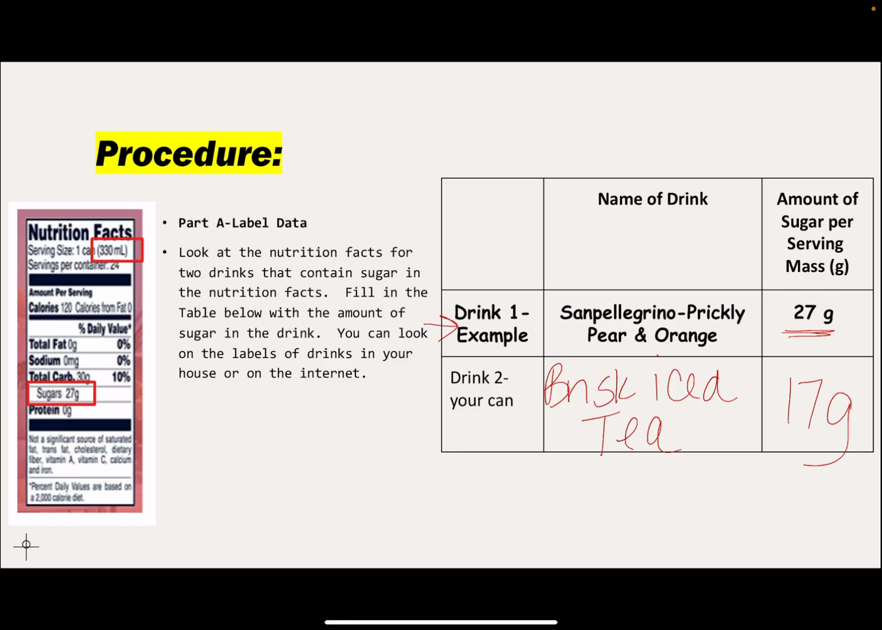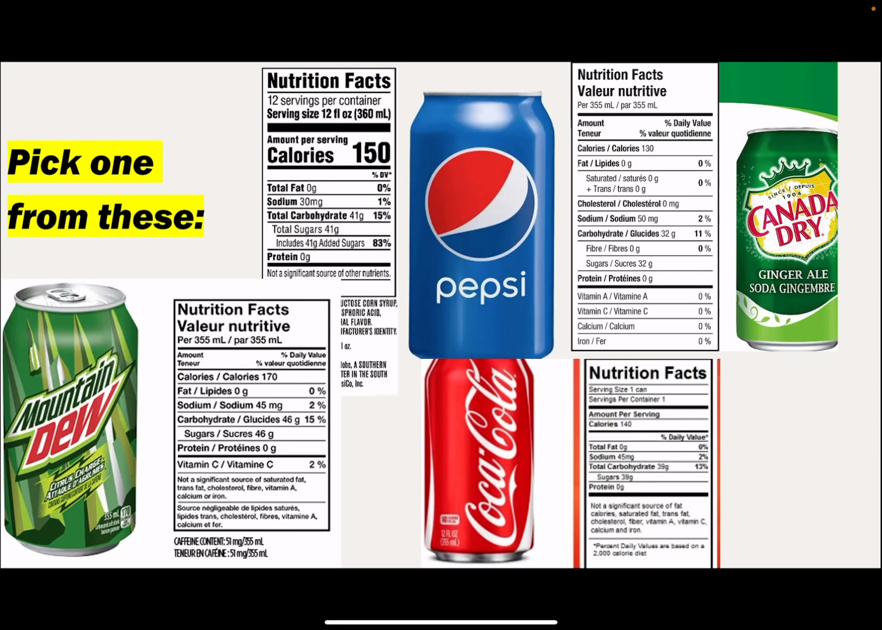I give you 4 different options to choose from. So these are the 4 options you can choose from. You'll see that Pepsi has 41 grams. Canada Dry has 32 grams. Coca-Cola has 39 grams. And Mountain Dew has a whopping 46 grams. So choose one of these options and follow along the math with me.